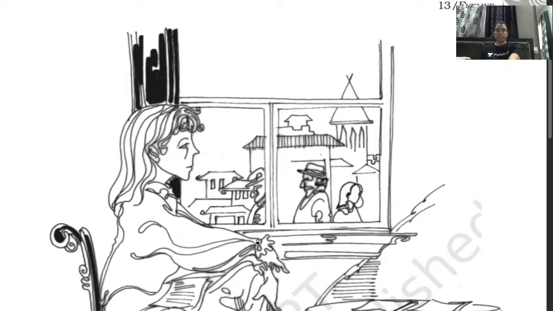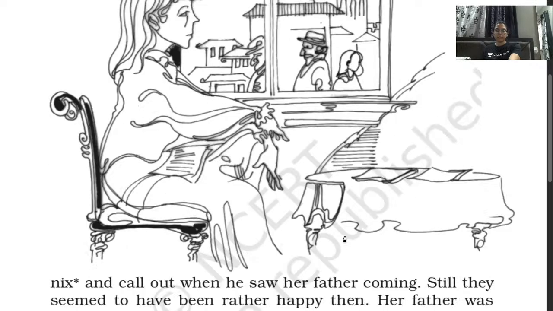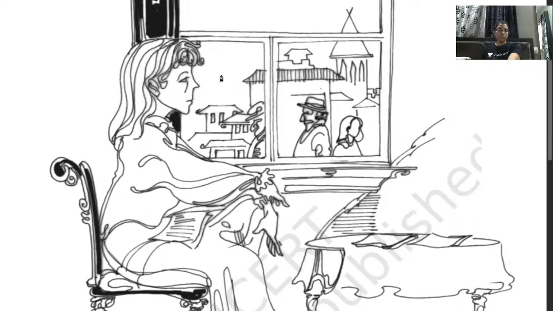So this is how it was. She was sitting here near the window and observing people outside. So this was Eveline.